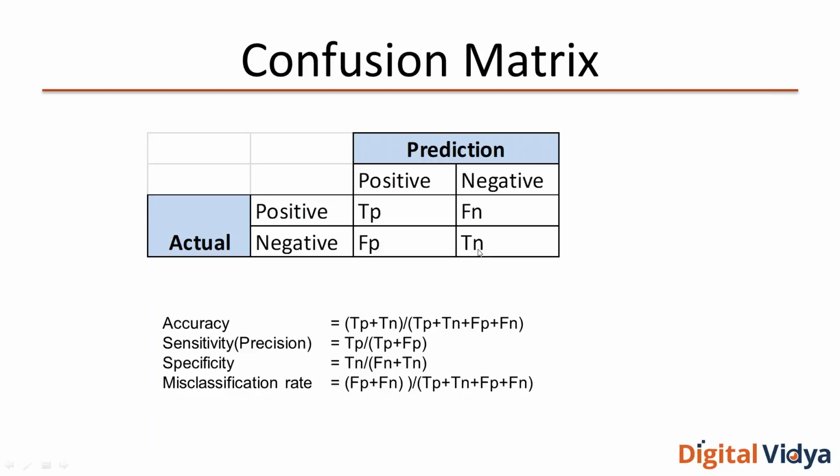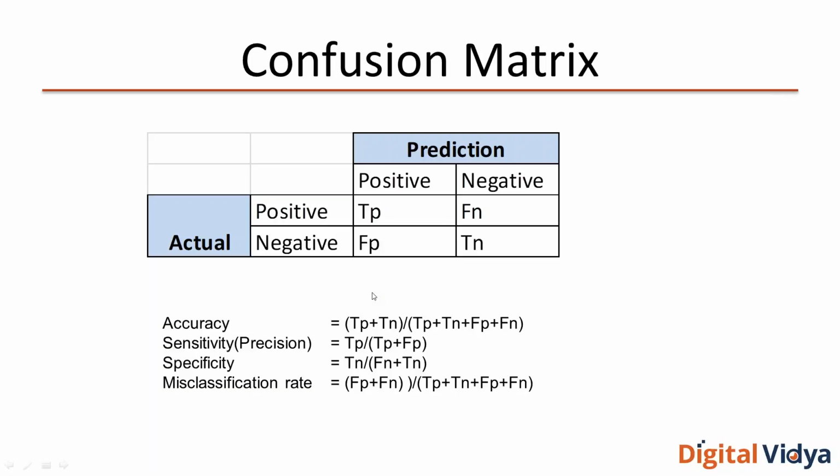And true negative is when you said there is no cancer, and there was actually no cancer. So from this confusion matrix, you can create multiple things. You can calculate multiple parameters. Suppose accuracy. So what is accuracy? Accuracy is easy: true positive plus true negative divided by total number of cases.